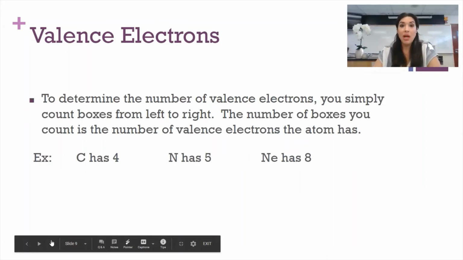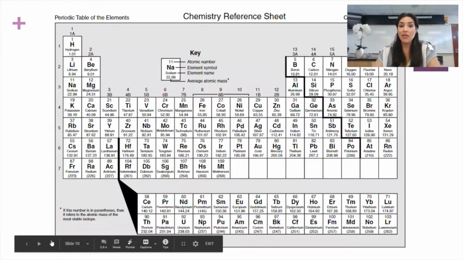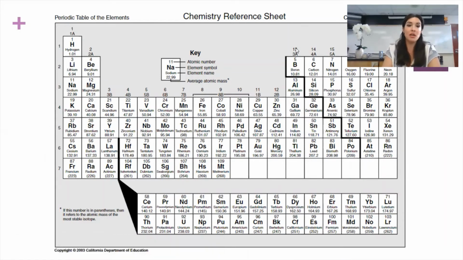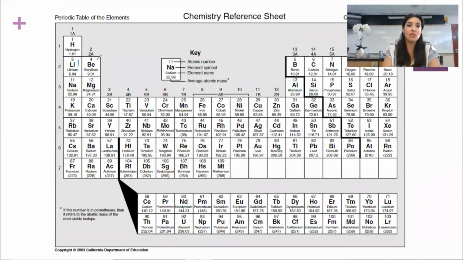Carbon, for example, has 4 valence electrons. Nitrogen has 5 and neon has 8. The way that I got that is simply by taking a count. Carbon, we'll start here, 1 valence electron, 2, 3, 4. So carbon has 4 valence electrons. Nitrogen has 5, oxygen would have 6, and so on and so forth.